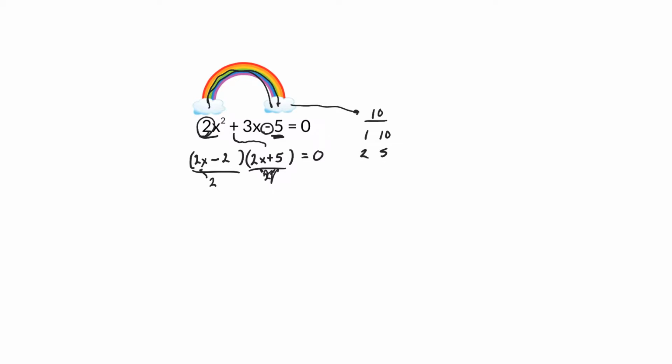So 2 divided by 2, 1x. I'm just going to call it x. Negative 2 divided by 2, negative 1. So it kind of reduces one of them. The other one, can't do anything with.